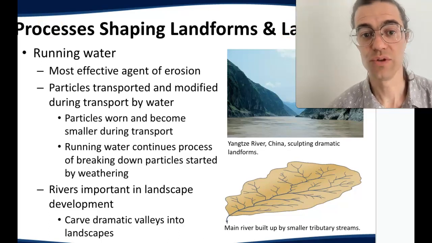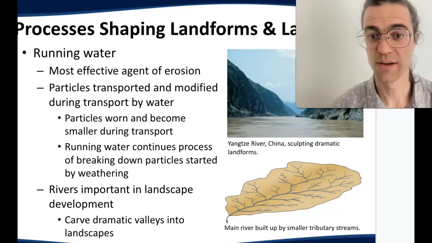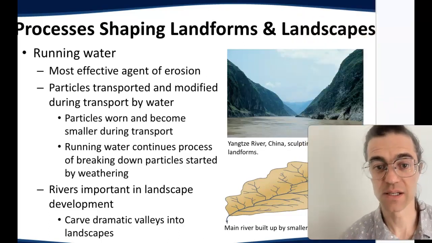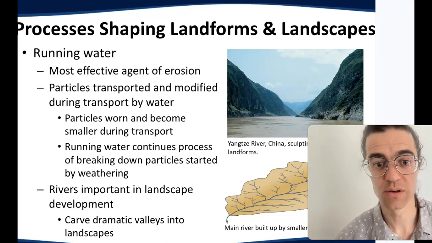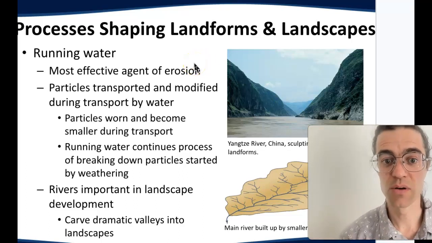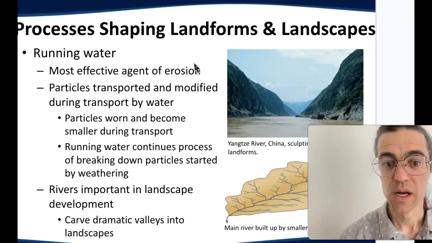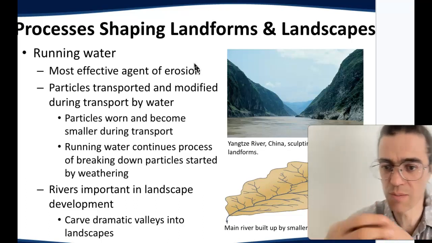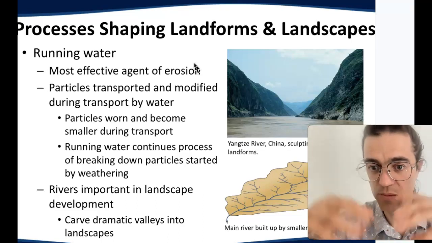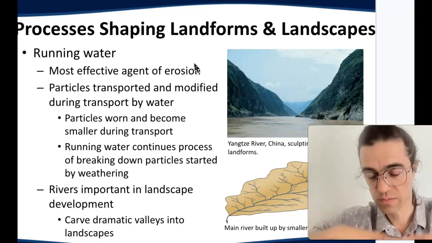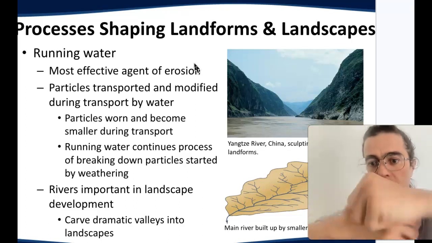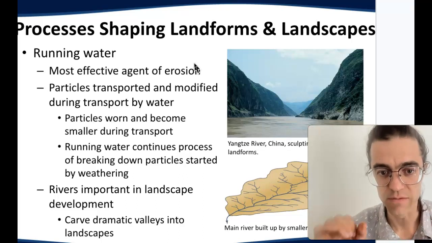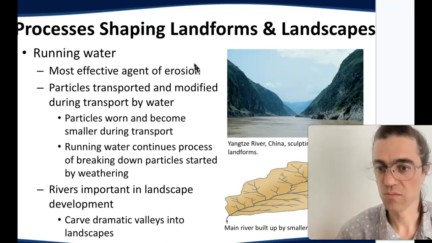Here's another huge factor, one of the most significant influencing landforms and landscapes: running water. As it says here, the most effective agent of erosion. Particles are transported and modified during transport by water. Particles are worn and become smaller during transport, right? You can think of the erosion, the tumbling, either in the water column or especially on the bottom of the river. All that is a very significant force that's breaking down rock particles.